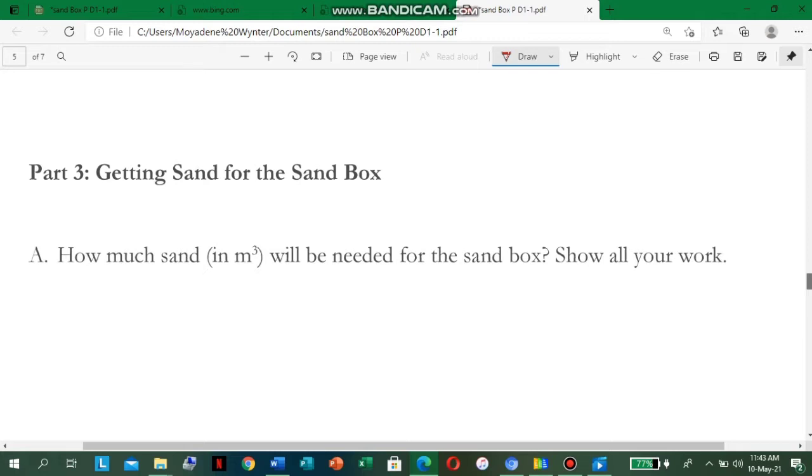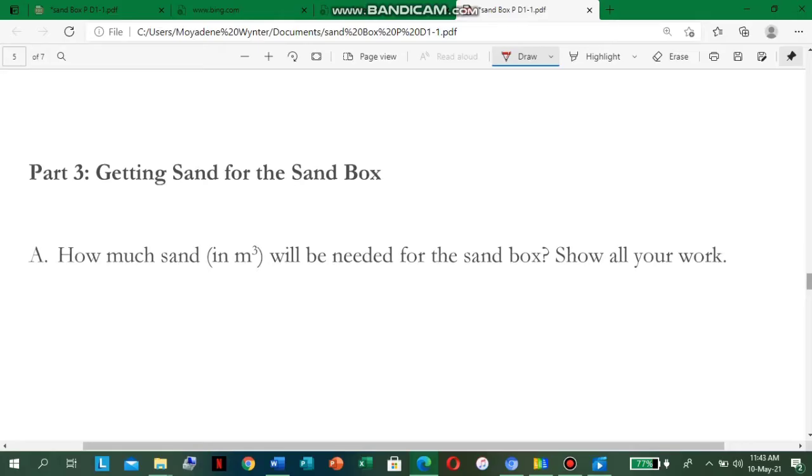3. It says getting the sand for the sandbox. I'm excited. Getting sand for the sandbox. So our play area is in construction now. Right, so we're getting the sand for the sandbox. So soon and very soon we are able to play.